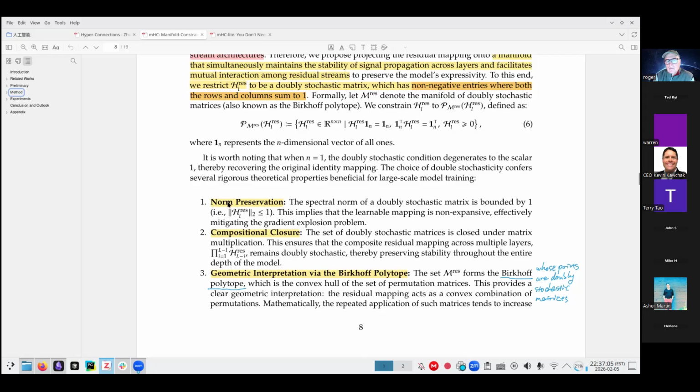The good thing about this doubly stochastic matrix is that when it multiplies another vector, it preserves the norm. And it's also closed under composition. That means if you multiply multiple such matrices, the result still remains doubly stochastic.